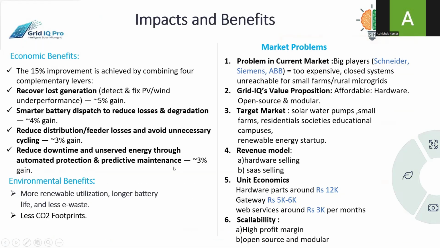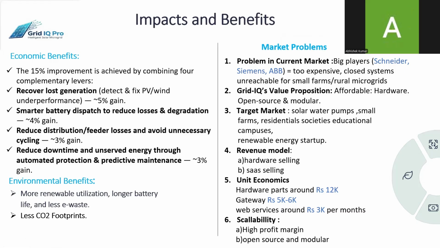And so, economic benefits: as mentioned in the problem statement, how are we achieving the 15% efficiency in our microgrid? We are achieving it by recovering the lost generation from the renewable energy, which is approximately a gain of 5%, and smarter battery dispatch using our SOC modeling, which gives a 4% gain, and reduced distribution losses of 3%. These add up to make a 15% improvement. In our environmental benefits, we have more renewable utilization and longer battery life, which provides a smaller CO2 footprint.